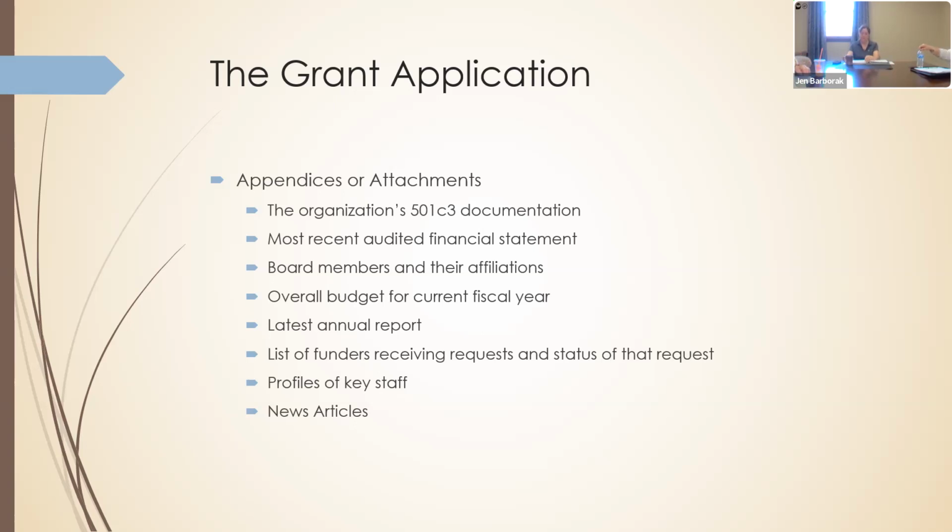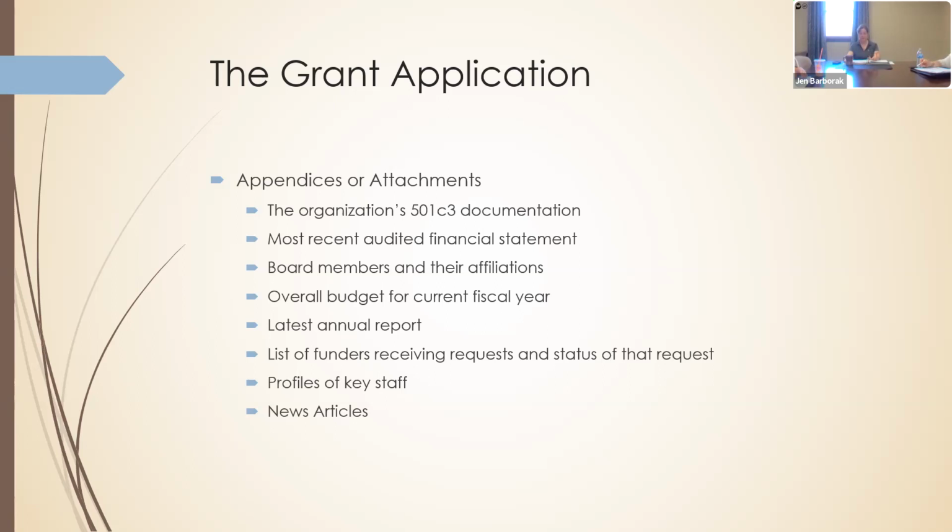Sometimes they'll want the most recent audited financial statements uploaded, an overall budget for your current fiscal year, the latest annual report. We talked about annual reports. If you don't do an annual report, it might be a good idea to just put an annual newsletter together. Definitely, if this is a large program and you have a lot of funders and you're able to upload a list of funders that are receiving requests from you, that would be important, and also the status of their request. Profiles of key staff.